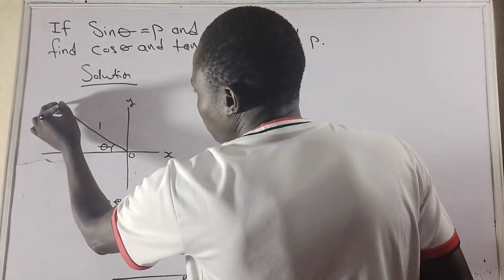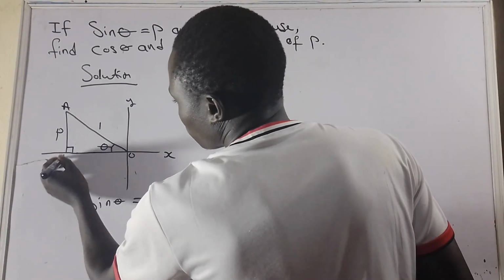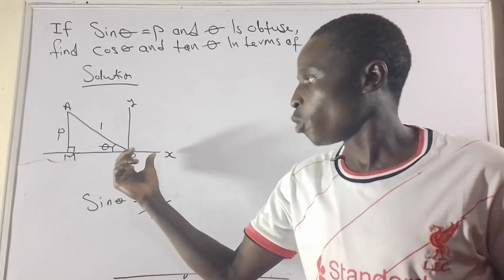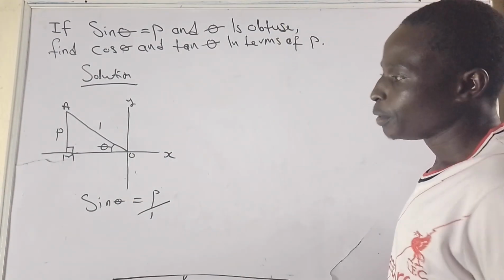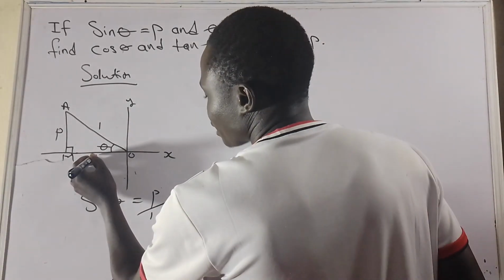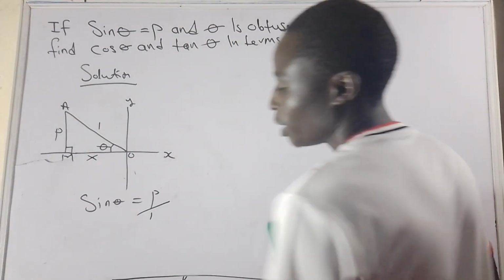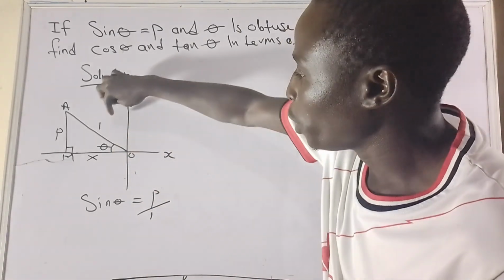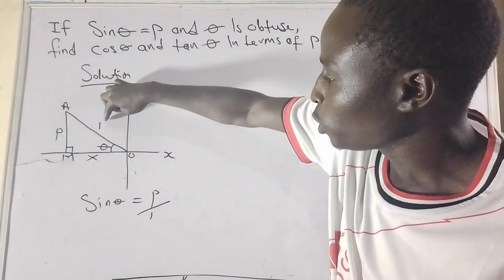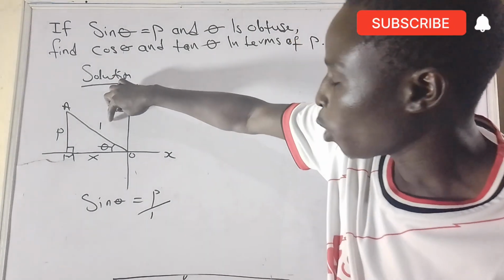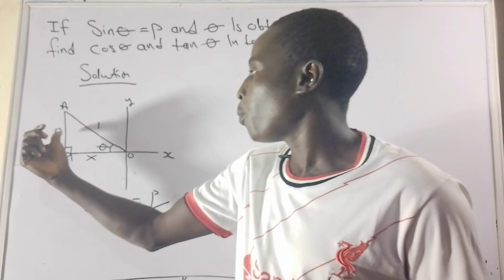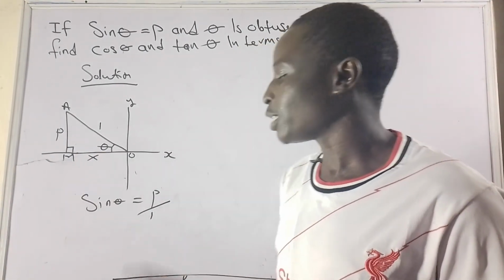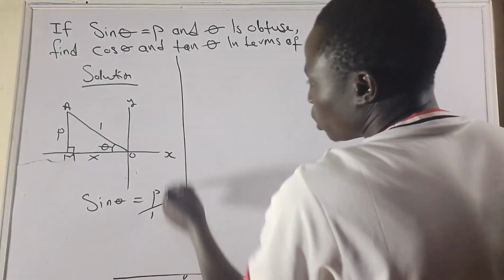Let me call this side X. We need to find X using Pythagoras theorem. In Pythagoras theorem, the square of the hypotenuse is equal to the square of the opposite plus the square of the adjacent. So we are going to make X the subject of the formula.